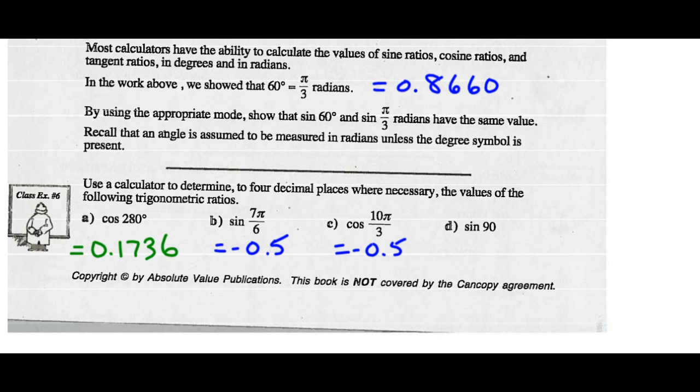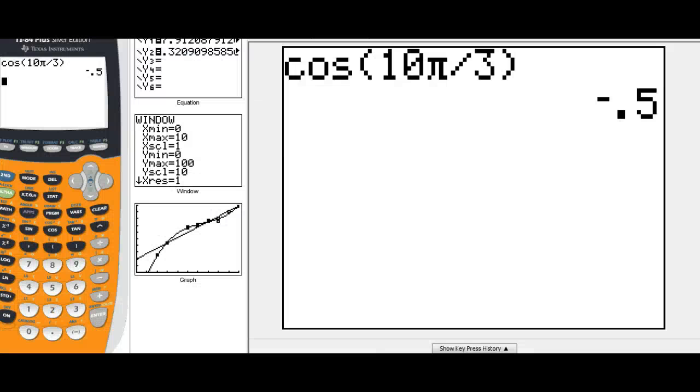And finally, the sine of 90 degrees. Well, it doesn't say degrees beside it, does it? So that can't be a degree measure. Look at A, it said the cosine of 280 degrees. Most people read D as the sine of 90 degrees because we're used to seeing that. But because there's no degree symbol there, it's understood to be the sine of 90 radians. So our calculator is already in radian measure.